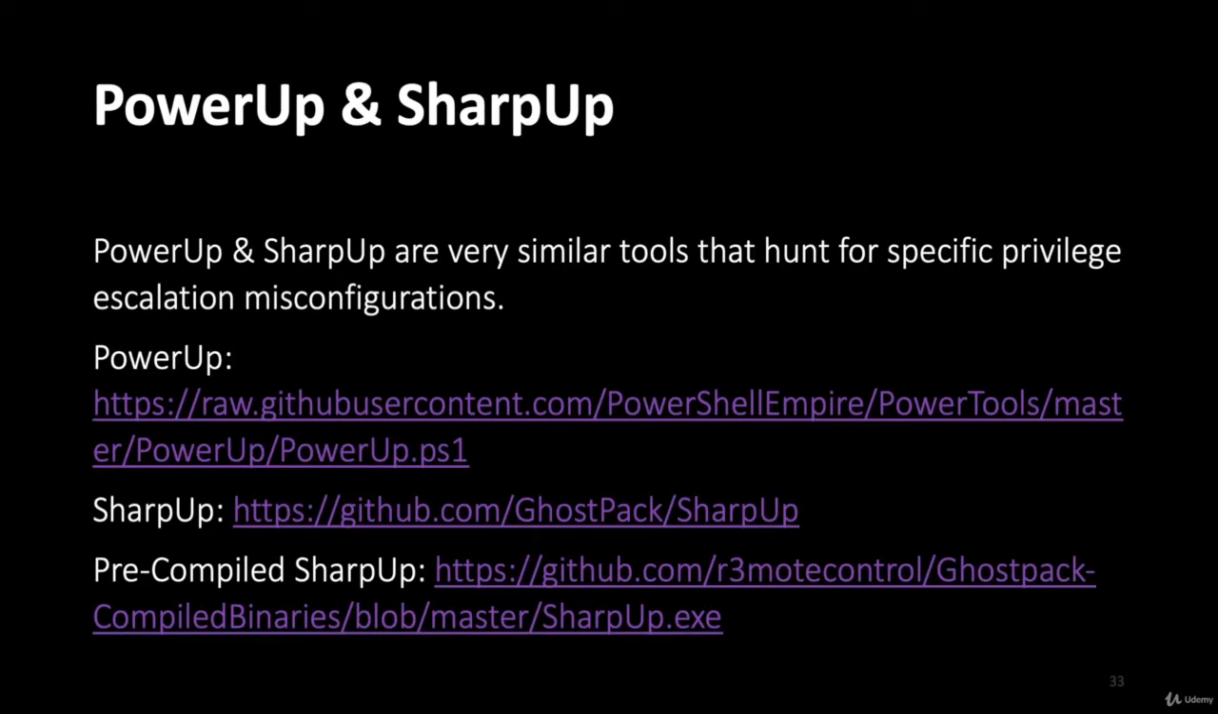PowerUp and SharpUp are both great tools aimed at quickly finding common privilege escalation methods on Windows. PowerUp, as you might have guessed from the name, is written using PowerShell, while SharpUp is a compiled C# version of PowerUp, which is useful if PowerShell isn't available. You can download the tools from the link shown on the screen. In the case of SharpUp, you will need to compile the code or use a precompiled binary. In any case, all the tools I mention in this section are also available in the tools.zip archive that comes with the course.